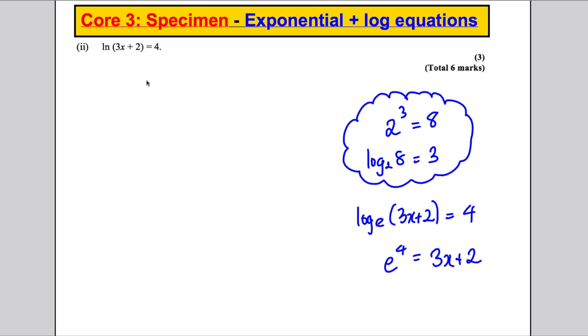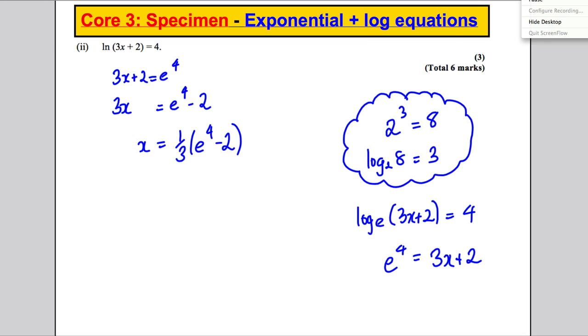So therefore, this next line here, effectively you can think of it as taking exponentials of both sides. If you take exponentials of both sides, 3x plus 2 is therefore e to the power of 4. And solving for x, 3x is therefore e to the 4 subtract 2, and x is therefore, dividing by 3, a third, e to the 4 subtract 2, and you're done. Okay, next question, pause, have a go, then watch my solutions and mark.